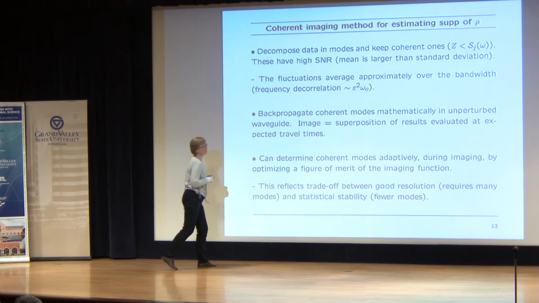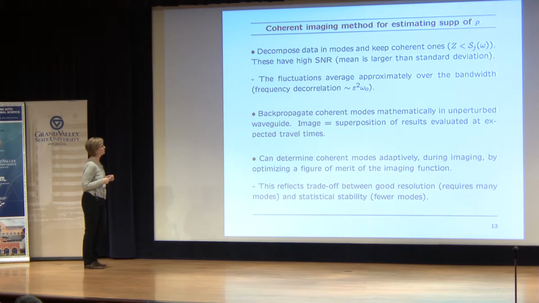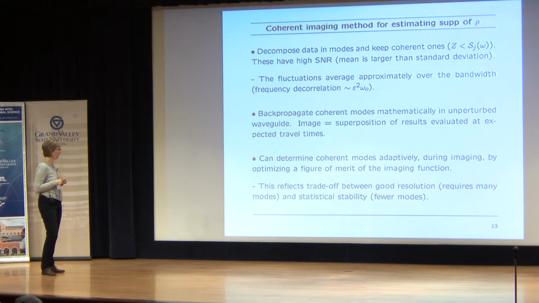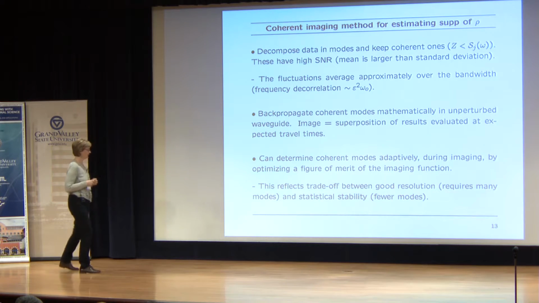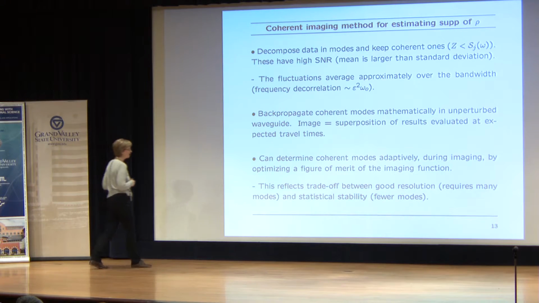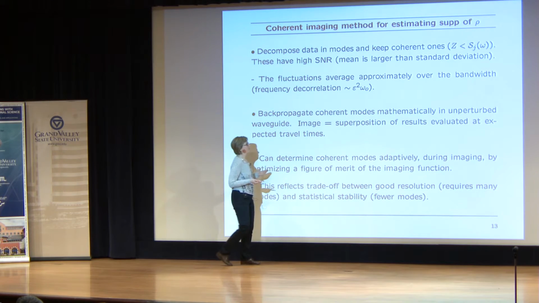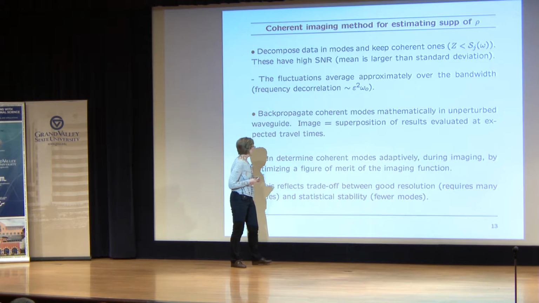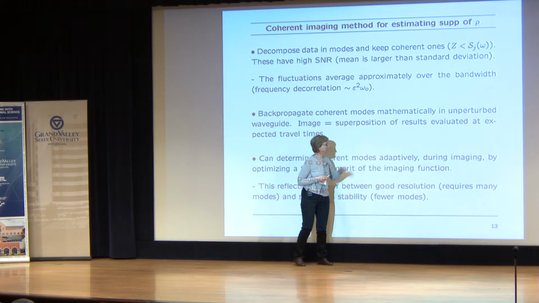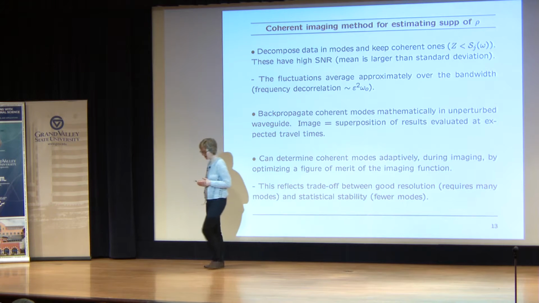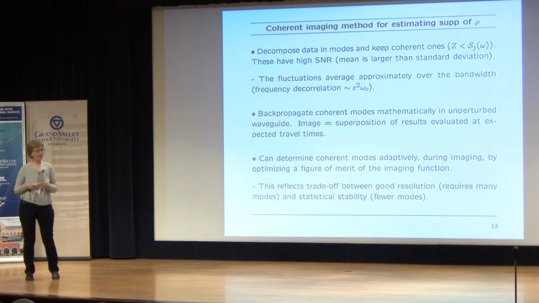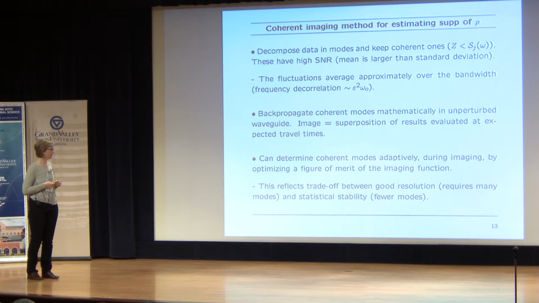So a natural idea is to filter out the random components of the wave, and then just do back propagation with the coherent ones. And it turns out that, in fact, you can determine what the coherent modes are, because in practice, you usually don't know these scales. Only the theory tells us you should do so. But in practice, you can determine which modes are coherent or not adaptively. Basically, you can construct an imaging function by weighting different components of the wave and searching for the best weights that give you a good image.